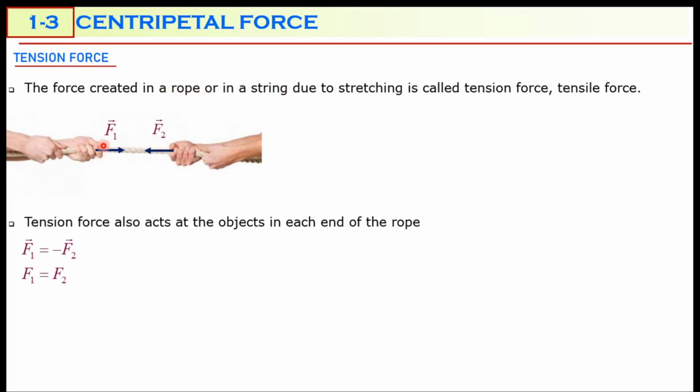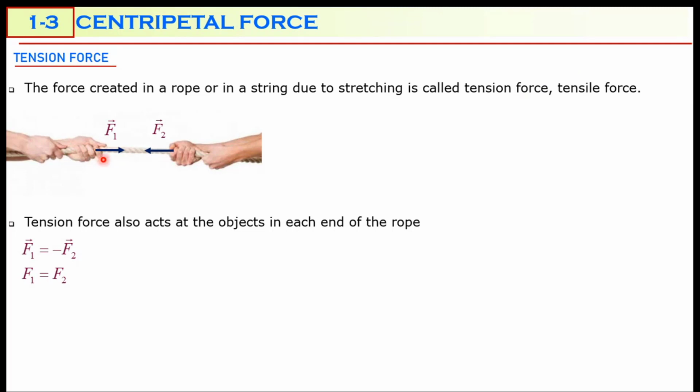So these two people are pulling this rope in opposite directions. When they pull it in opposite directions, along the string or the rope, a force appears. This force is called tension force. Sometimes, I checked your 10th grade book, it is written as tensile force. So when an object is stretched, a force is created on this object. That force is named tensile or tension force.